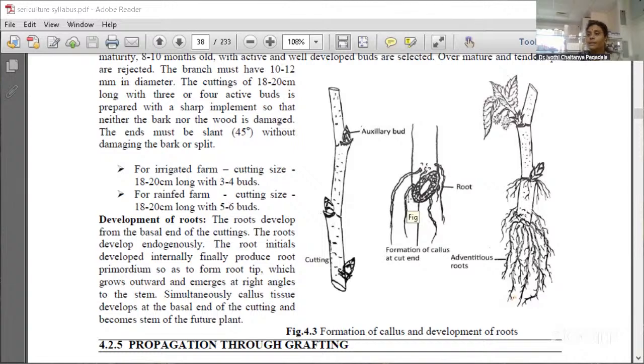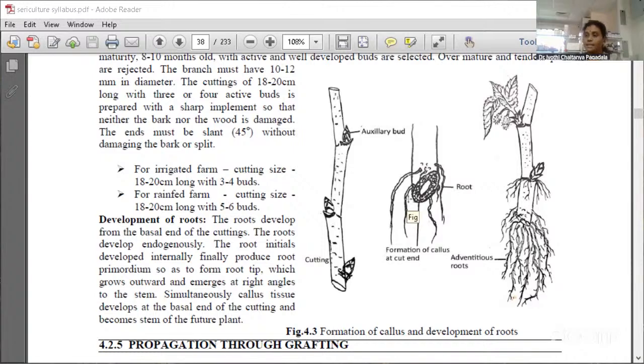The roots developed endogenously. The root initials develop internally, finally producing the root primordium so as to form a root tip which grows outward and emerges at right angles to the stem.